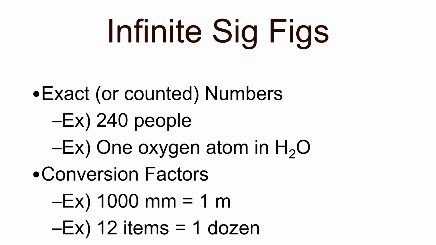This applies to exact or counted numbers and conversion factors. For instance, 240 people would be considered to have infinite significant figures because of the designator of people. One oxygen atom in dihydrogen monoxide, or water, H2O, is also considered to have infinite significant figures. And with conversion factors, 1,000 millimeters equals 1 meter, or 12 items equals 1 dozen. All of these are examples of things that have infinite significant figures.